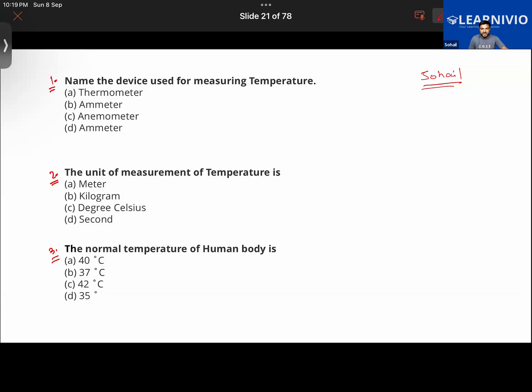Second one, that is also correct. Both of you. Yes, Abubakar. That is correct. Very good, Abubakar.